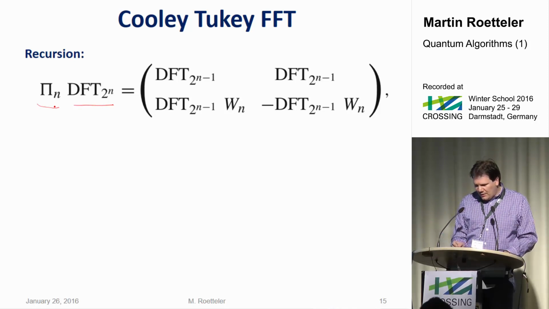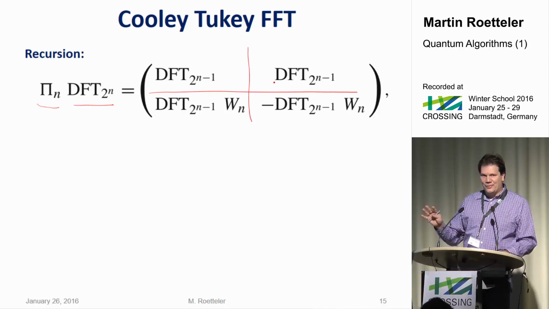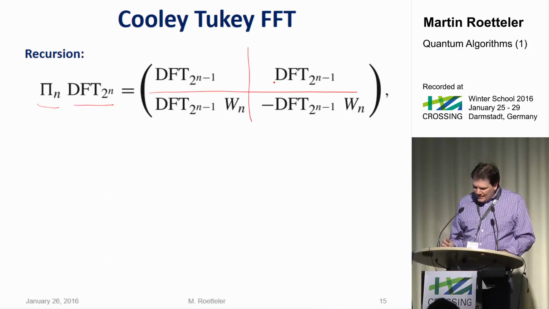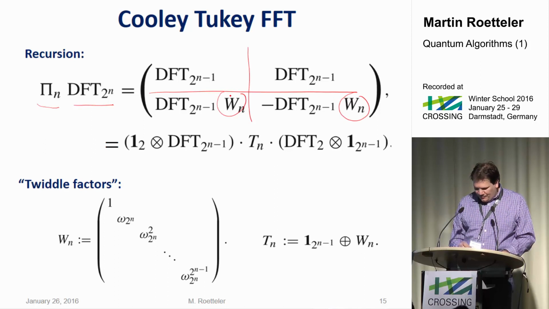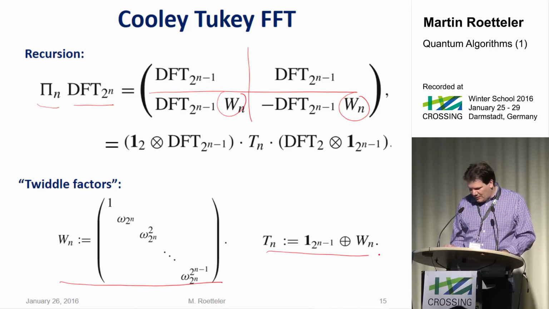So that permutation then reorders it in that form, and now you see there are essentially only DFTs of one number smaller, right? The DFT of size 2 to the n gets reduced to 4 runs of the Fourier transform of one length shorter, but it needs to be decorated by something. So here there's a certain matrix, and that matrix is the so-called twiddle matrix. It's like the consecutive powers of omega to the n.